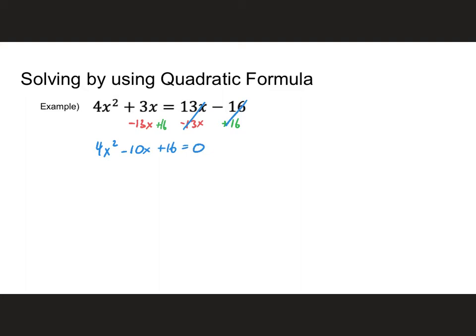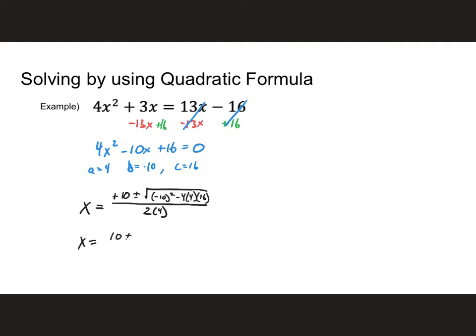Now, quadratic formula, let's go. So we'll identify a. A is 4. B is negative 10. And C is 16. So x is equal to the opposite of negative 10, so positive 10, plus or minus the square root of negative 10 squared minus 4 times a times c, all over 2a.